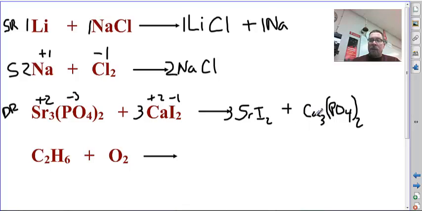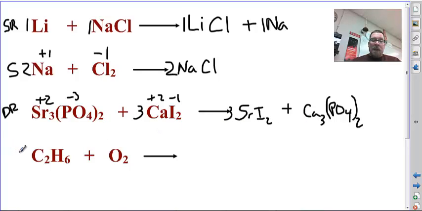I had 3 calcium. I have 2 phosphate groups, that's what that subscript tells me, and I have 2 phosphate groups. I've now balanced this equation to tell me that 1 mole of strontium phosphate combines with 3 moles of calcium iodide to make 3 moles of strontium iodide and 1 mole of calcium phosphate.